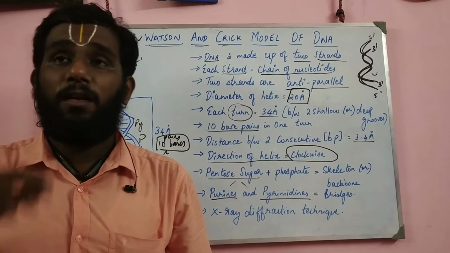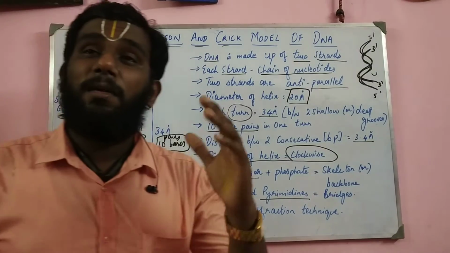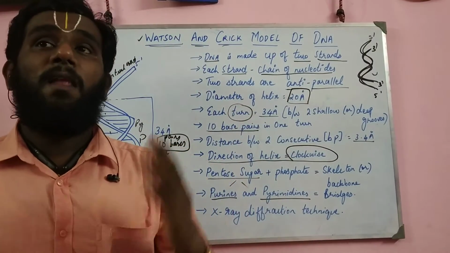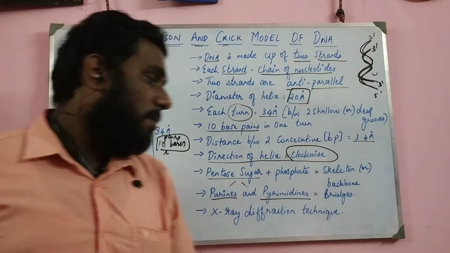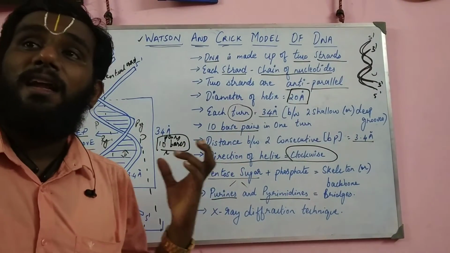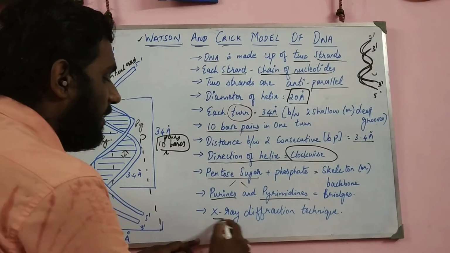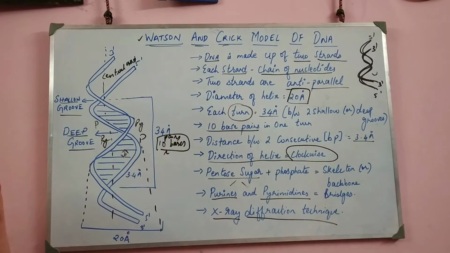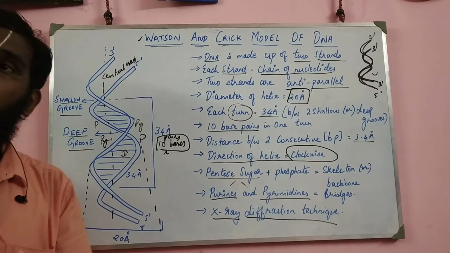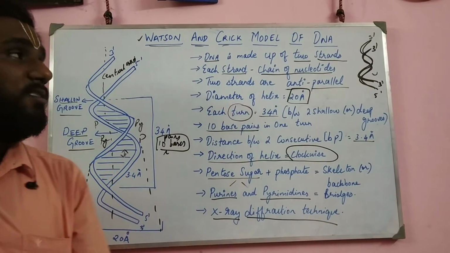This is very, very important. We should always keep in mind that the skeleton or the backbone is nothing but the pentose sugar and the phosphate, and purines and pyrimidines are the bases which join them as bridges. Watson and Crick proposed this model of DNA by a technique called X-ray diffraction. So I'll quickly sum up all these things. The Watson and Crick model of DNA is the most traditional model, even now followed for DNA study.